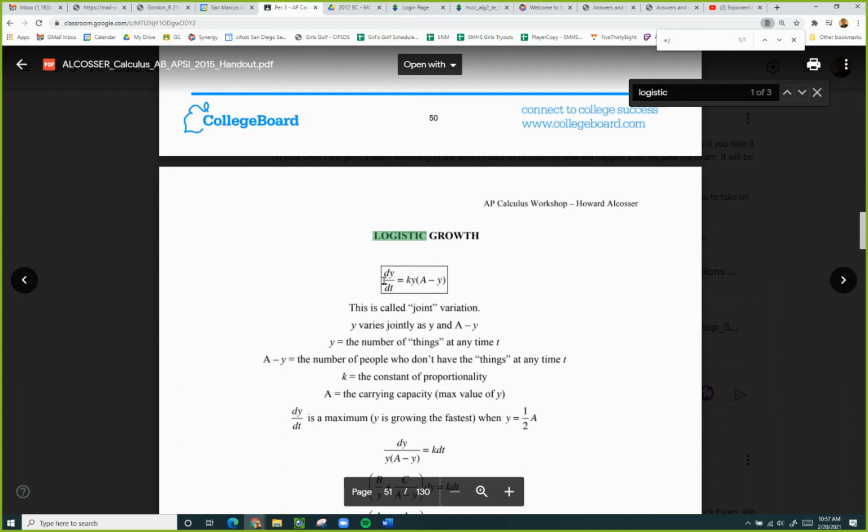dy/dt, the rate of change, equals k, a constant, times y, which is the amount at that moment, whether it's population or number of zombies in a city, times a minus y, where a is the carrying capacity, the population, the maximum value y could be. And we see the inflection point happen at 1/2 a. The slope is the steepest at 1/2 a.